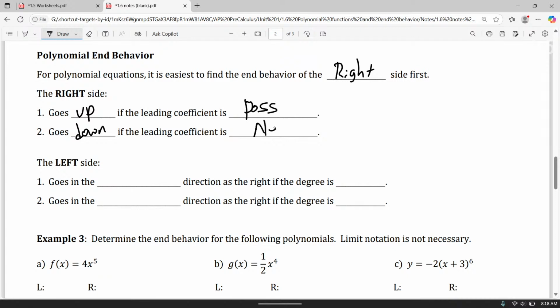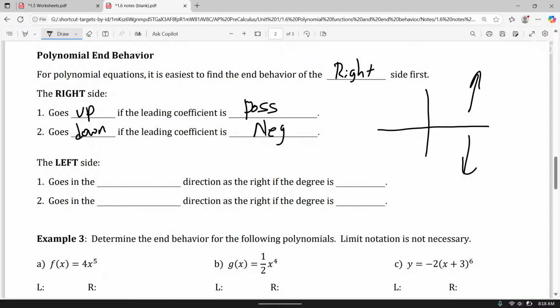I think this is what he's looking for. It goes up if the leading coefficient is positive. If the leading coefficient is negative, it goes down. If the leading coefficient is positive, it's going up on the right-hand side. If the leading coefficient is negative, it's going down. Doesn't matter if it's odd or even. That's the way he does it. I don't do it that way.